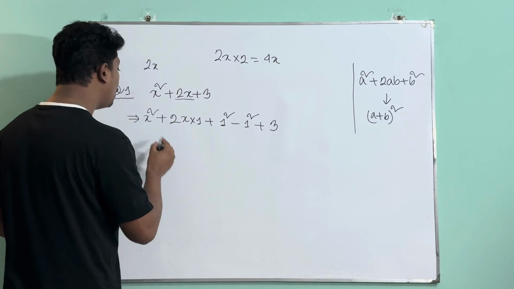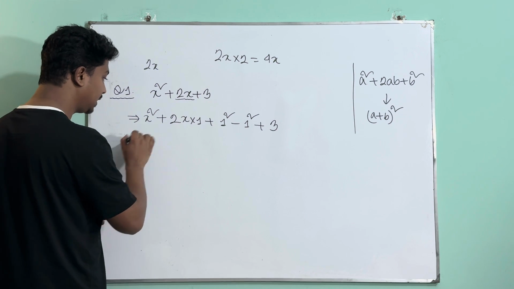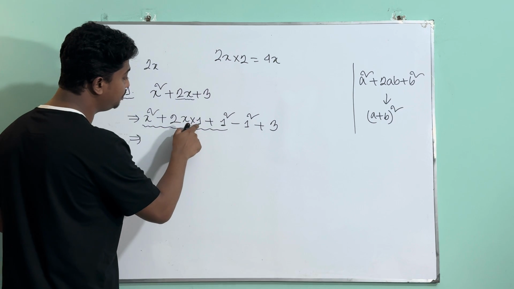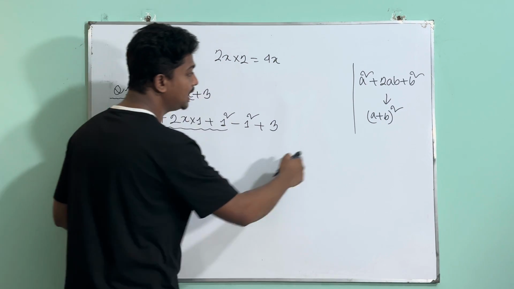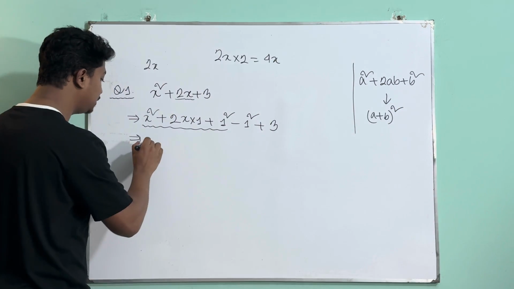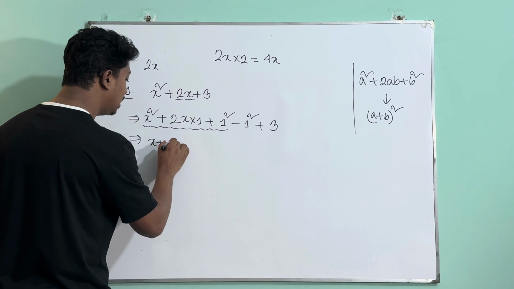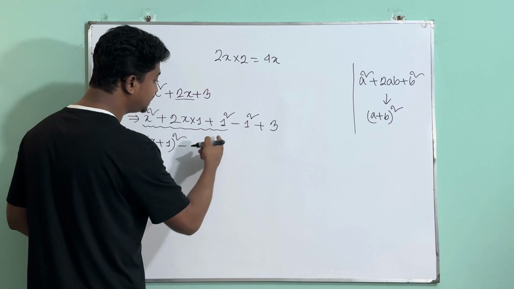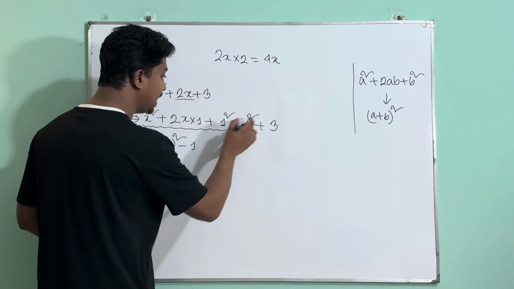That's it. Now what does that do for us? Look at the first three terms. We have a squared plus twice ab plus b squared. So we basically have (a plus b) whole squared. That means we have (x plus 1) whole squared. Now let's look at this one. We have minus 1 squared, which is 1, and then we have plus 3.